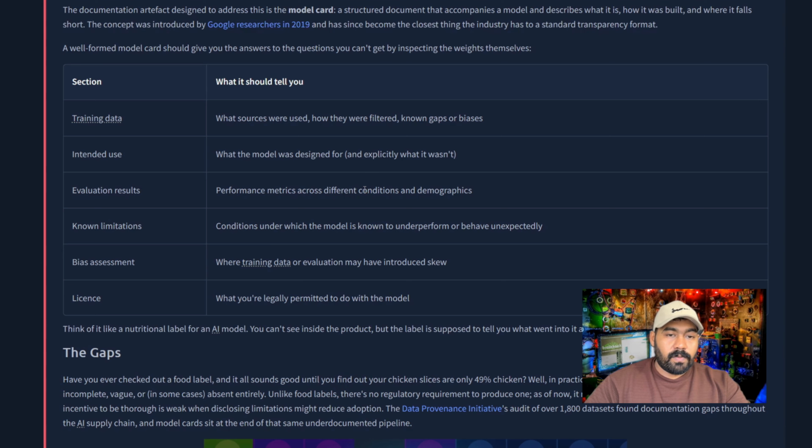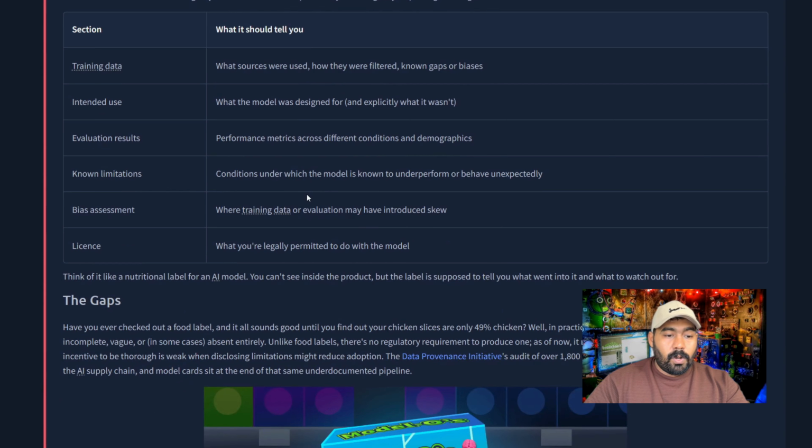Let me go through it very fast. What should it tell you? Training data: what sources were used and how they were filtered. Intended use: what the model was designed for. Evaluation results: performance metrics across different conditions and demographics. Limitations: conditions under which the model is known to underperform or behave unexpectedly. Bias assessment: where training data or evaluation may have introduced skew. License: what you are legally permitted to do with the model.